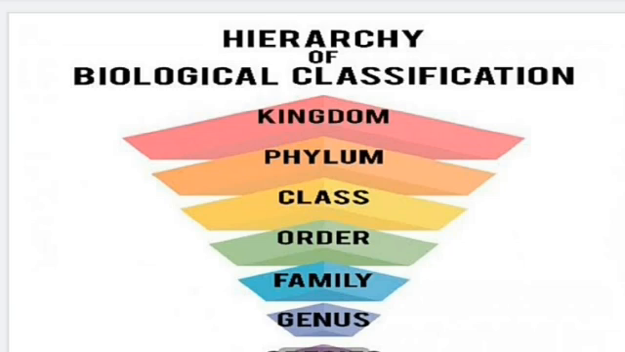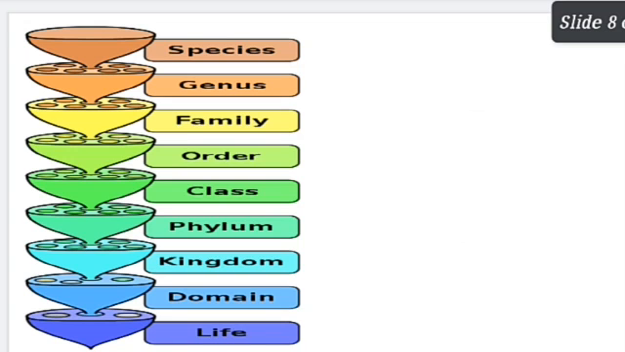The basic unit of this hierarchy is the species, which is a group of individual organisms with fundamental similarities, up to the kingdom, which is the largest taxon that includes a variety of similar species.